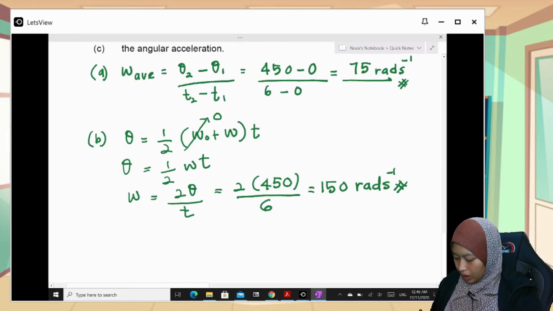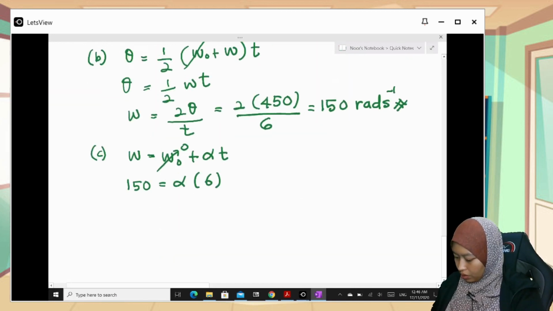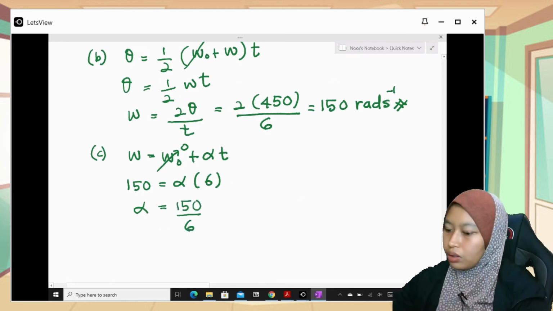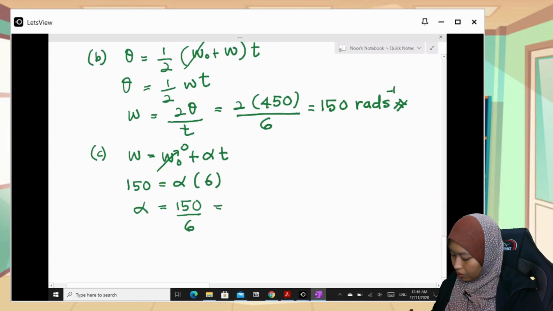Right, last one is C, the angular acceleration. For the angular acceleration, we can use omega equals omega naught plus alpha t. Omega naught is 0, so 150 equals alpha times 6, and alpha is 25 radian per second squared.